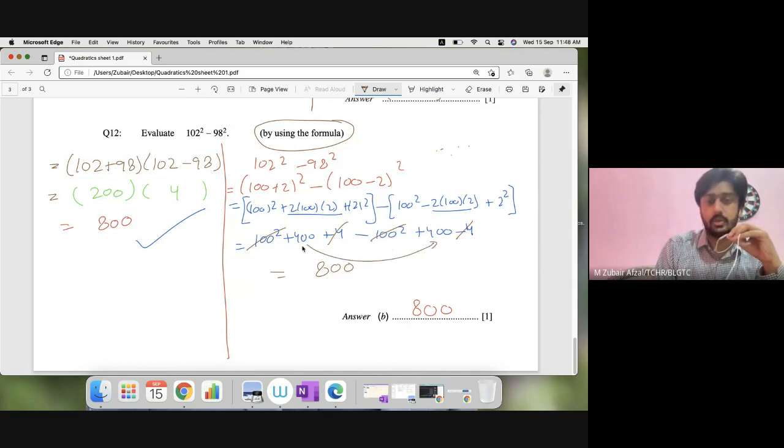So the choice is yours. Obviously, you will choose the first method because of the space, writing space, and the marks as well.